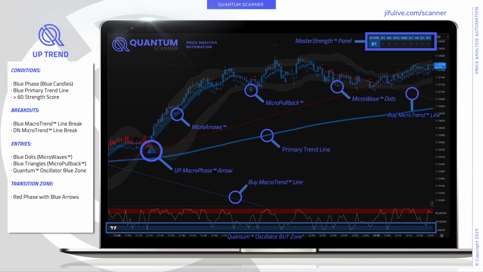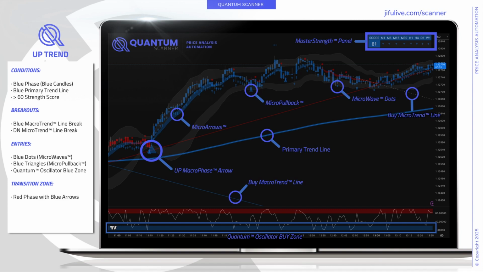Look for a greater than 60 strength score, indicating strong trending conditions. It is not a requirement that the score be greater than 60 at all times, but it is helpful to see it above that level at different times throughout the trend.